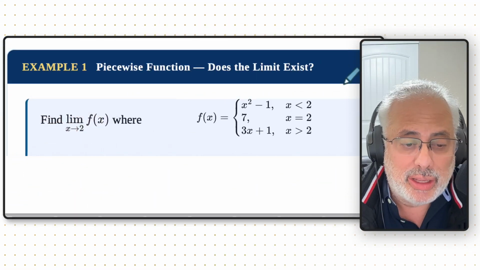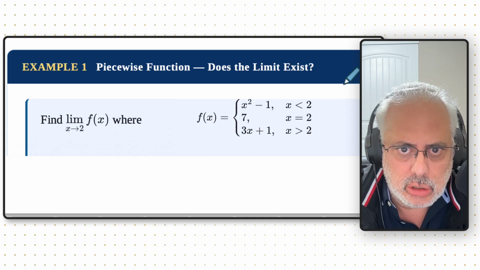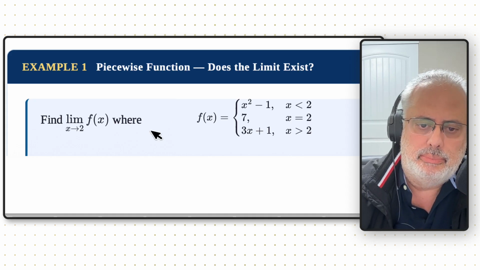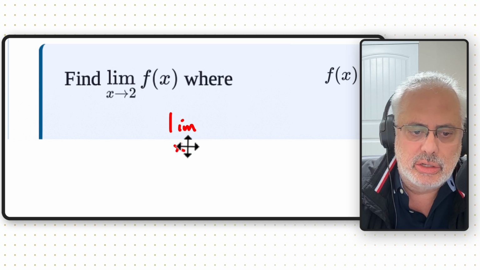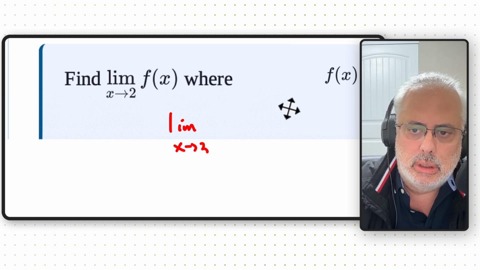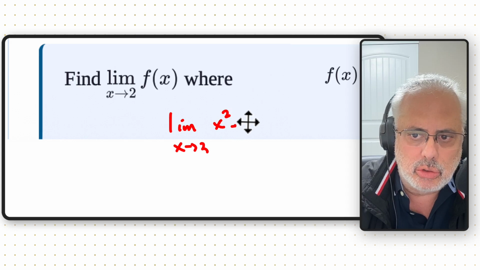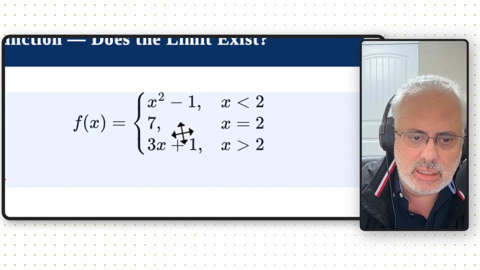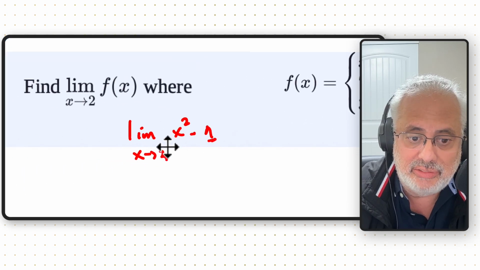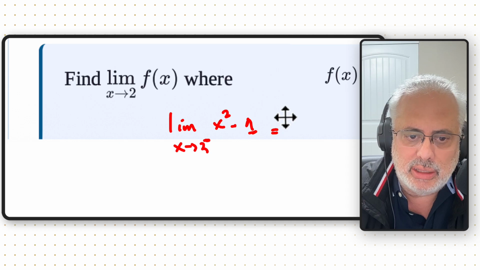So let's evaluate the limit for x equal 2 in each of the 3 scenarios. I'm going to find the limit when x approaches 2 of x squared minus 1. This is when x is less than 2, so it's the limit from the left of 2. So we put the minus here. And then we evaluate this.